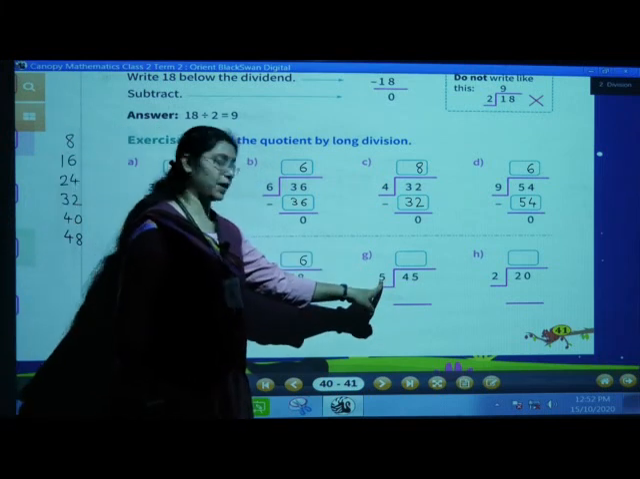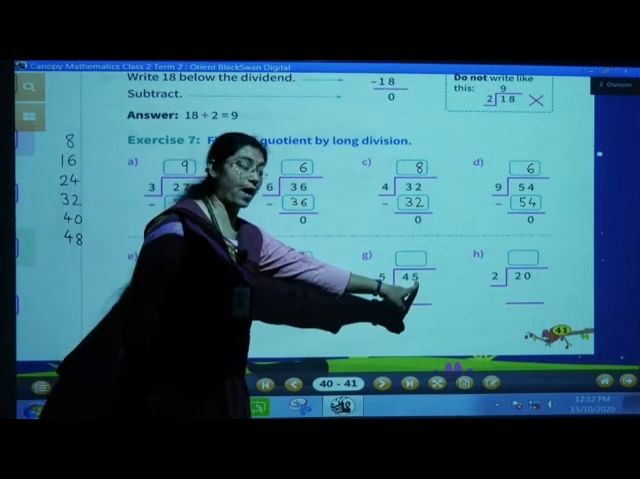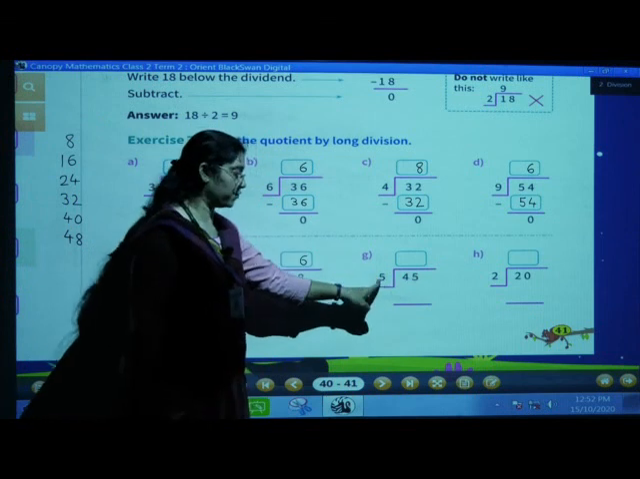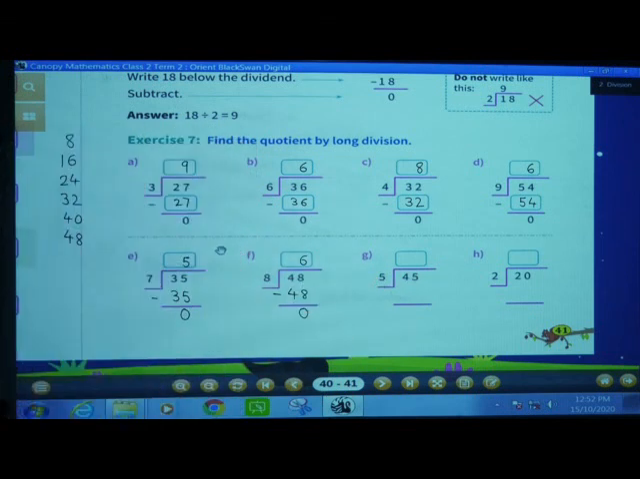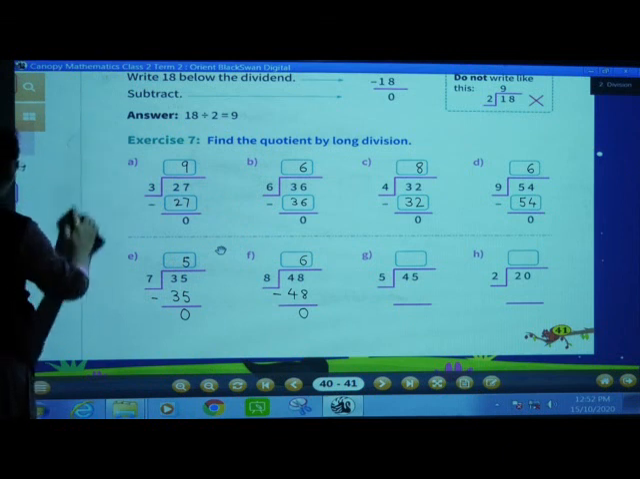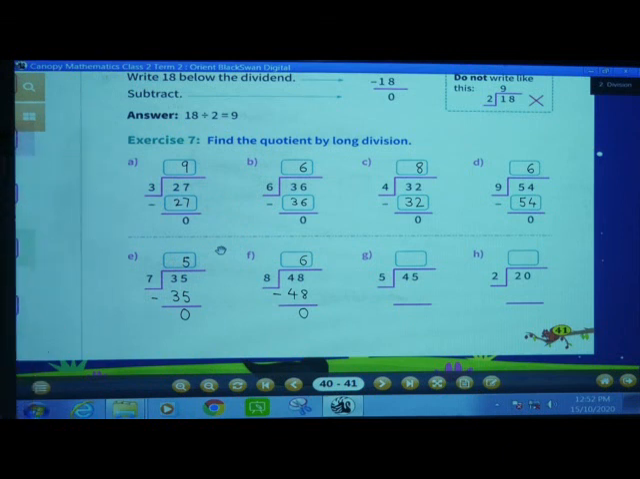Next, number 45 divided by 5. 45 divided by 5 means 45 is the dividend and 5 is the divisor. We have to say table of 5 till we reach 45. Okay. I am writing here table of 5.